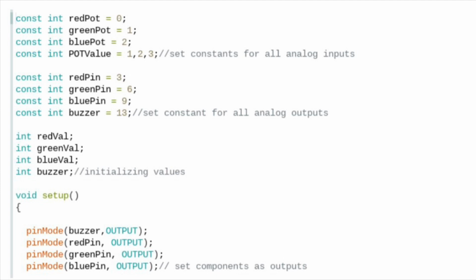To begin the program, I'll set each constant to have a specific analog input and then output. I will then initialize the values of the 4 integers. After each component has a set input and output, I will begin the void setup.